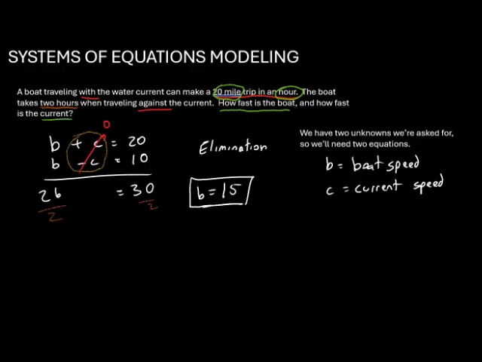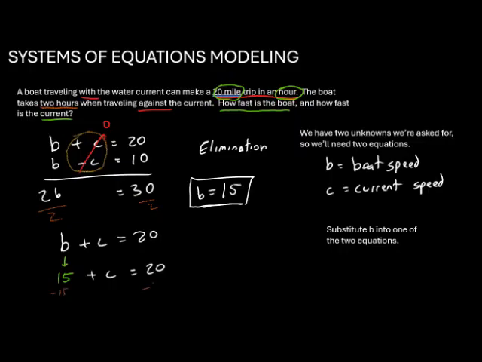Now to get C, we can back substitute that B that we just found into one of our 2 equations. Doesn't make much difference which one. We'll use the first one here arbitrarily. We'll say B plus C is equal to 20, but now we will let B equal 15. We now have 15 plus C is equal to 20. If we subtract 15 from both sides, we now know that C is equal to 5. This tells us that the boat speed will be 15 and the current speed will be 5. These are both in miles per hour.